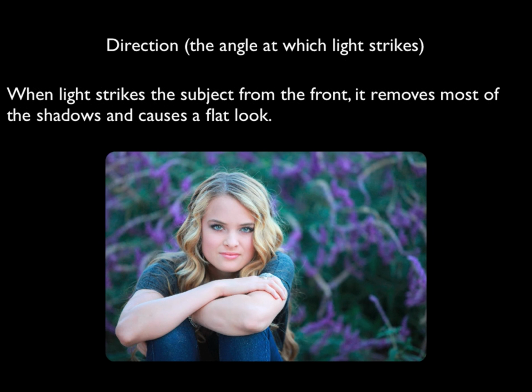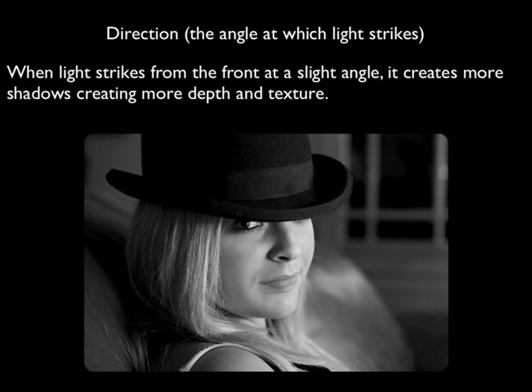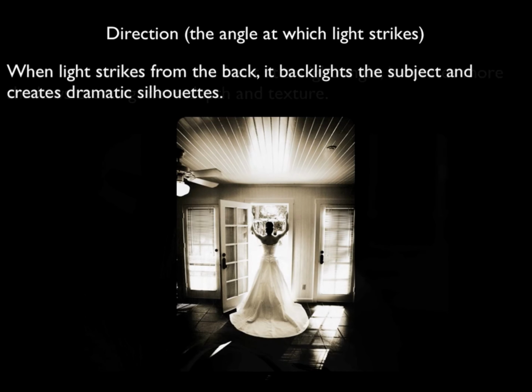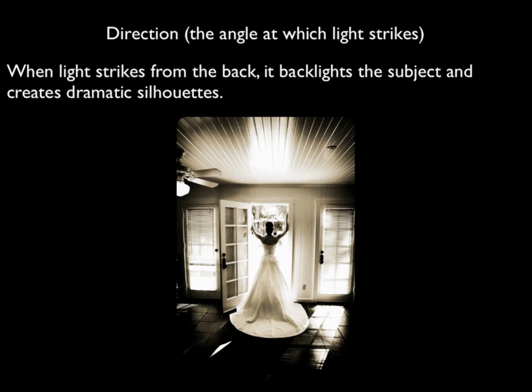When light strikes the subject from the front, it removes most of the shadows and causes a flat look. When light strikes from the front at a slight angle, it creates more shadows, creating depth and texture. When light strikes from the back, it backlights the subject and creates dramatic silhouettes.